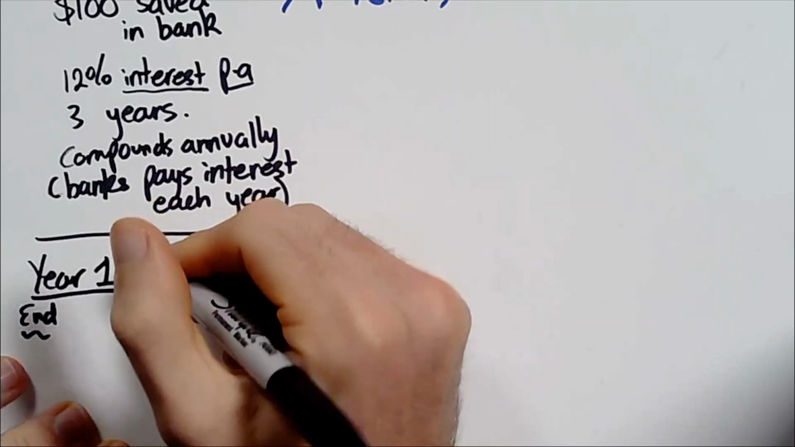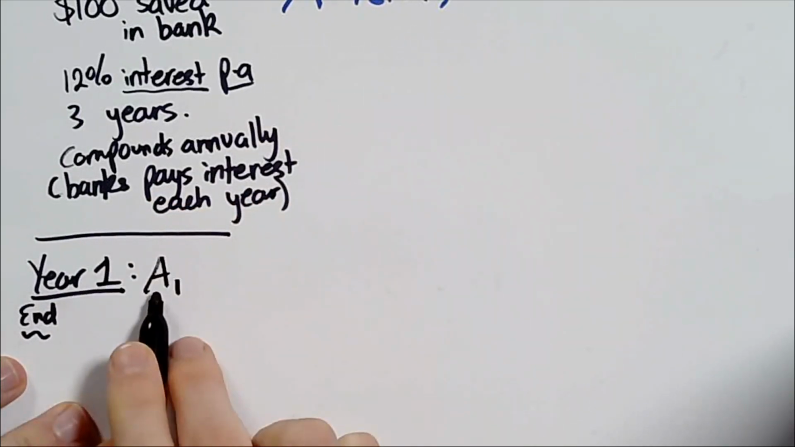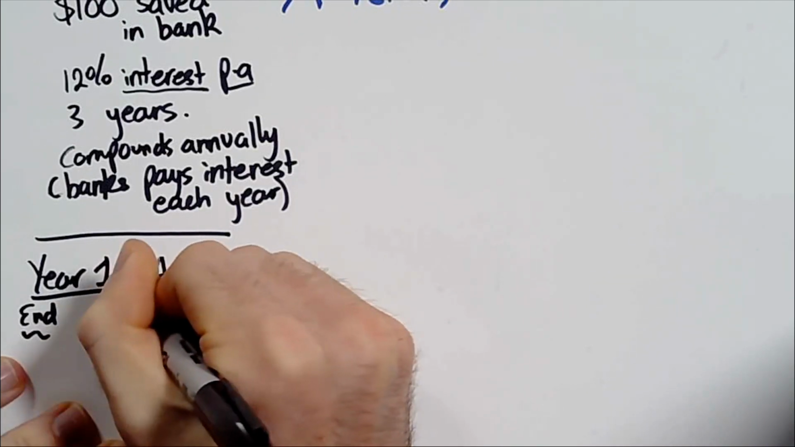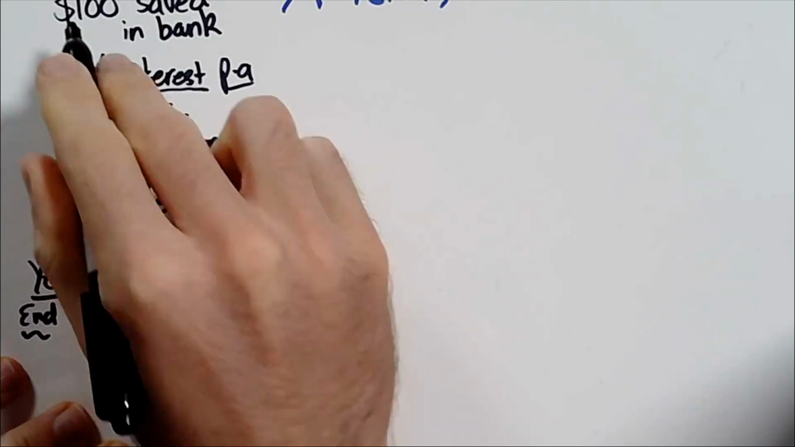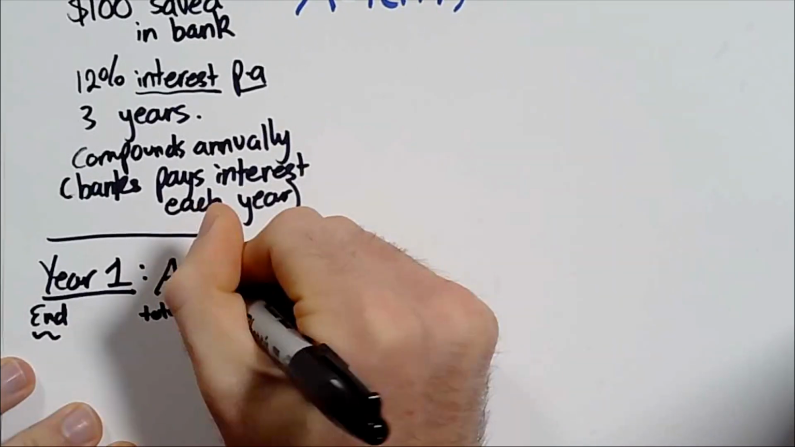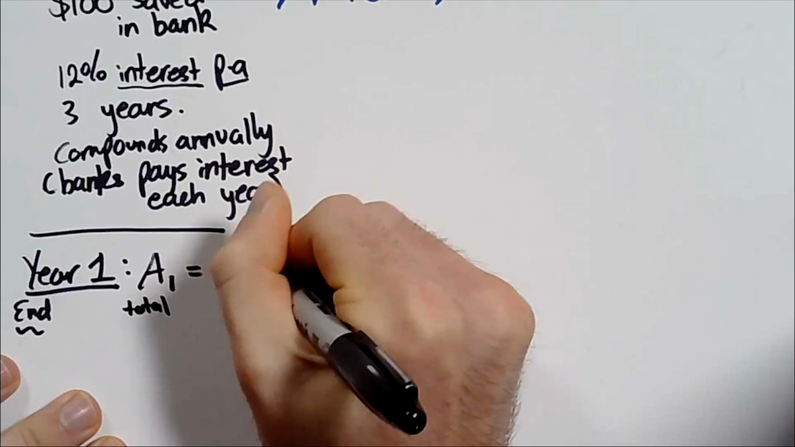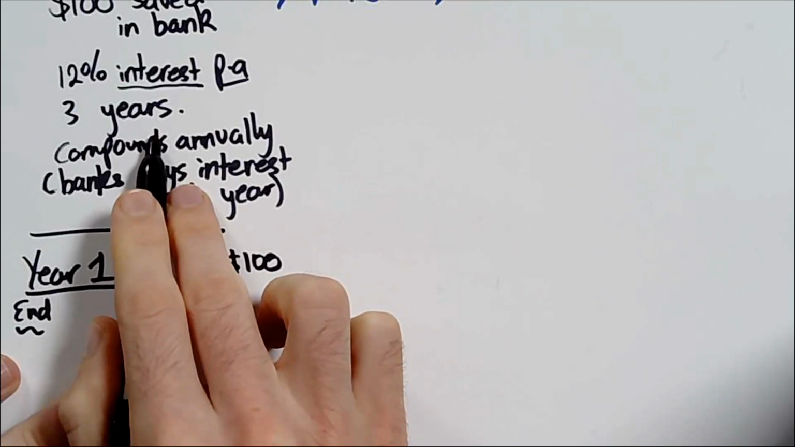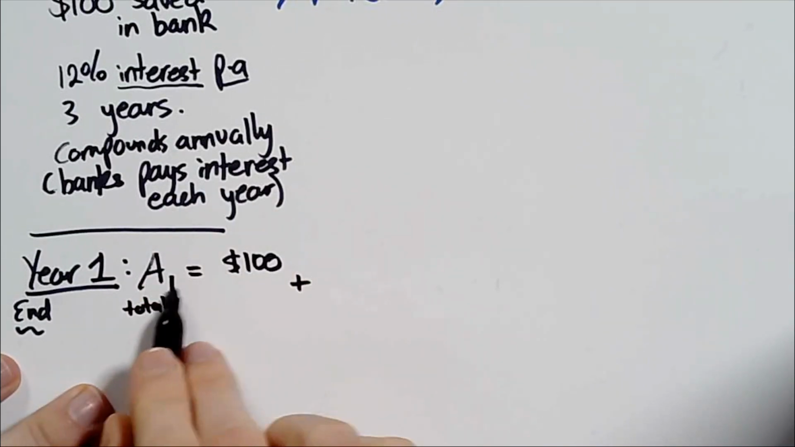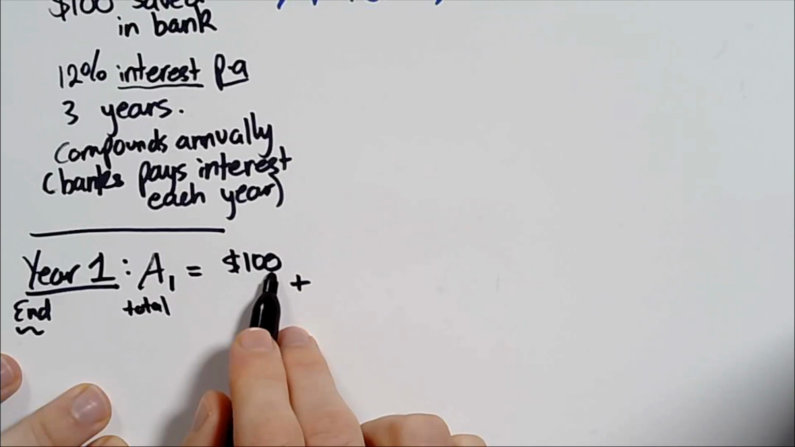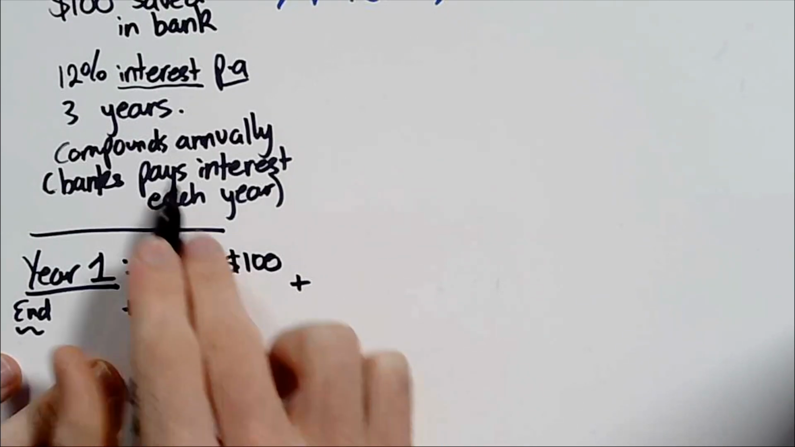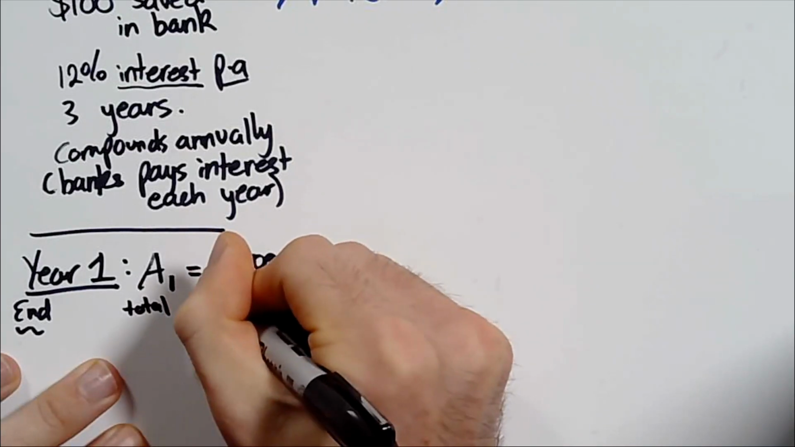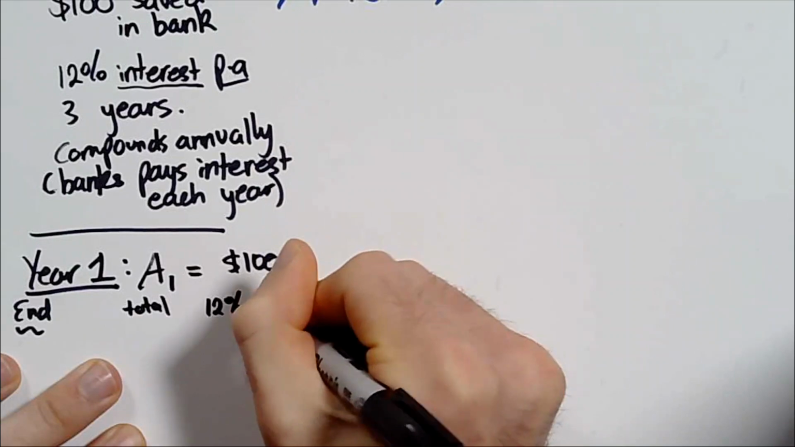So the amount of my investment after 1 year, I'm going to call that A1, the amount of my investment in total. It's the total amount, so it's including the interest and the original amount I saved, right, is going to be $100 plus they're also going to have to pay me interest because remember, it's compounded annually. So they are going to look at how much money I have in the account right now, $100, and because it's been in there for a year, they're now going to give me 12% interest on that $100.